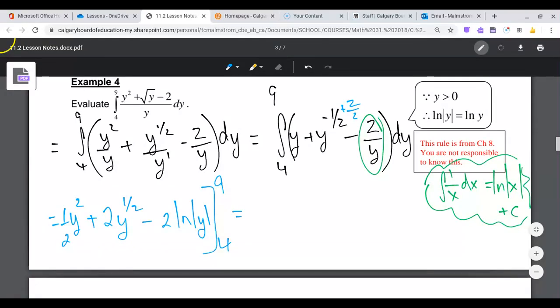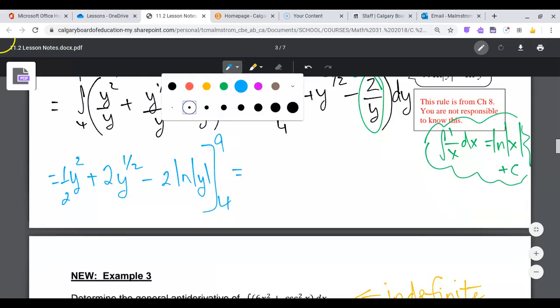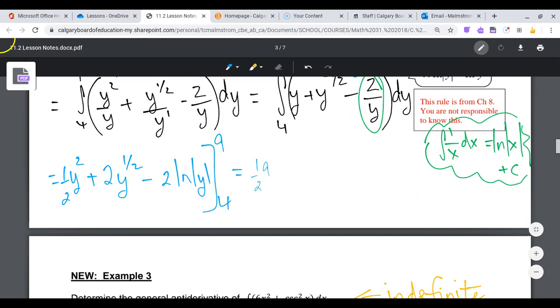And I did not give myself enough space to write. Tsk, tsk. Okay, so let's see. We would have, smaller pen, 1/2 times 9 squared plus 2 times the square root of 9 minus 2 times ln absolute 9, brackets, subtract, and then we'll do this again with the 4: 1/2 times 4 squared plus 2 times the square root of 4 minus 2 times ln absolute 4.